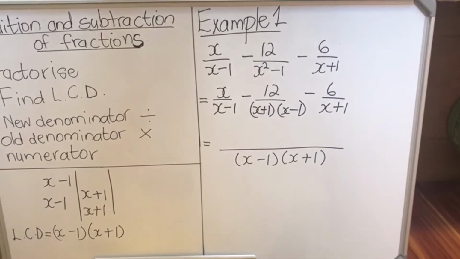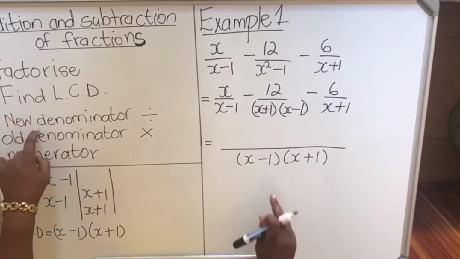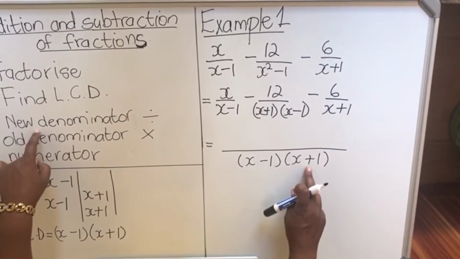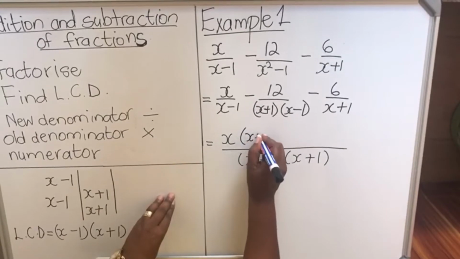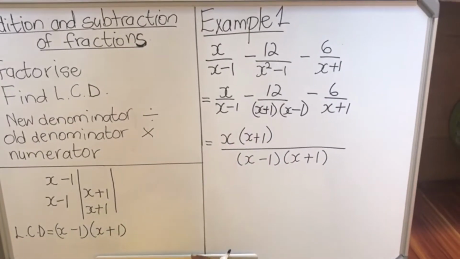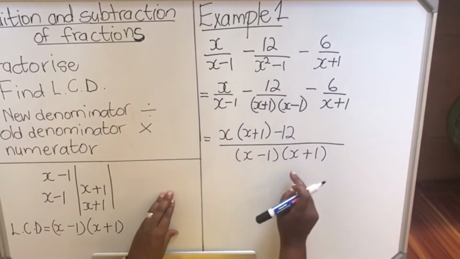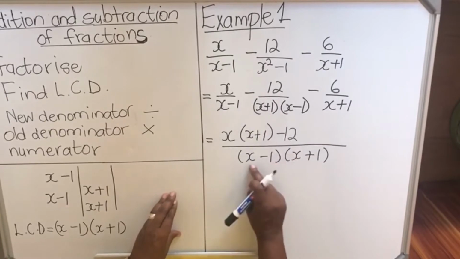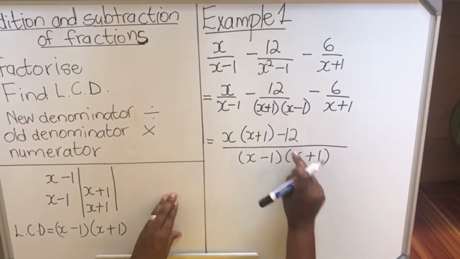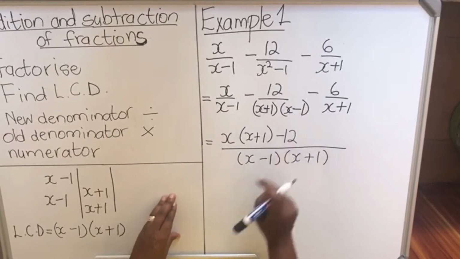What you're going to do now, you're going to take each fraction and follow these steps. New denominator is x minus 1, x plus 1, divided by x plus 1. Because that cancels that for the first term. The next term, the 12, and then I go, new denominator is this one. Old denominator is that one. So that will cancel that, that will cancel that. I'll be left only with a 12.